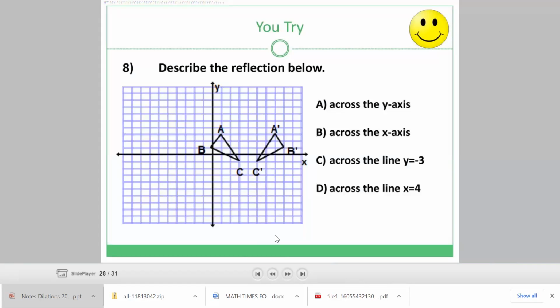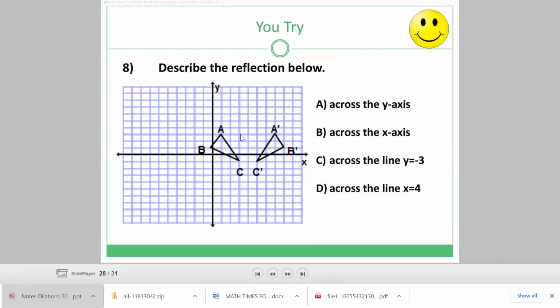X-axis. The y-axis. Did you count how many boxes between A and A prime? X equal to 4. The answer is x equals 4.